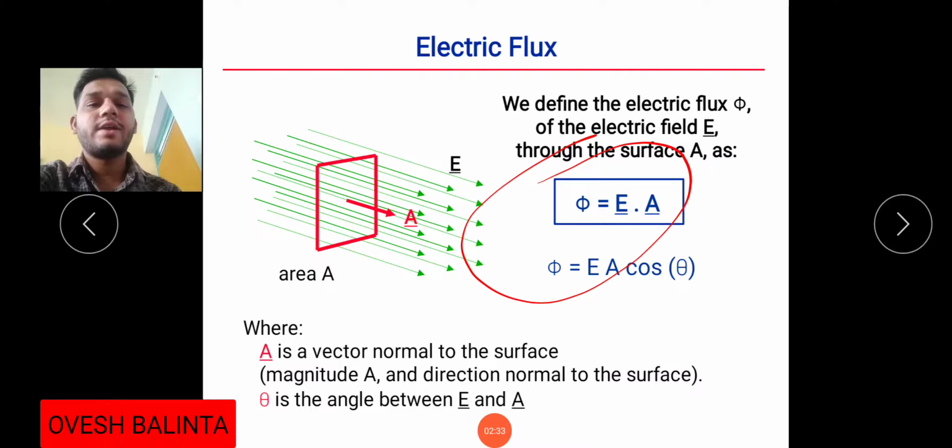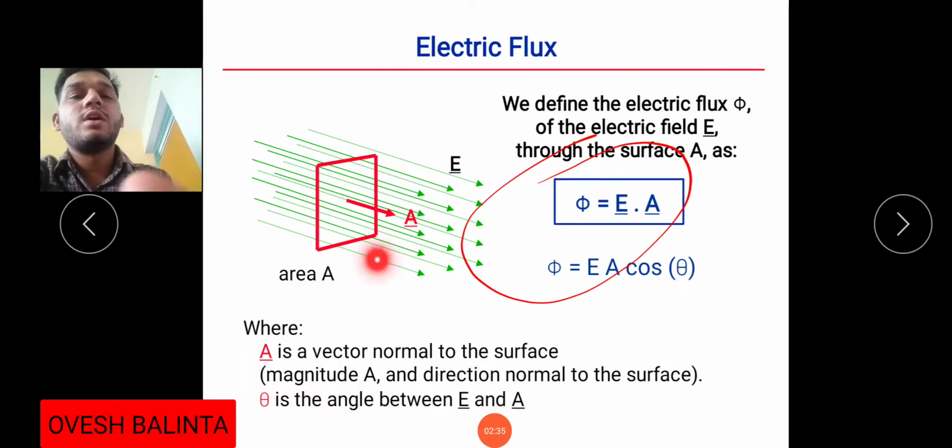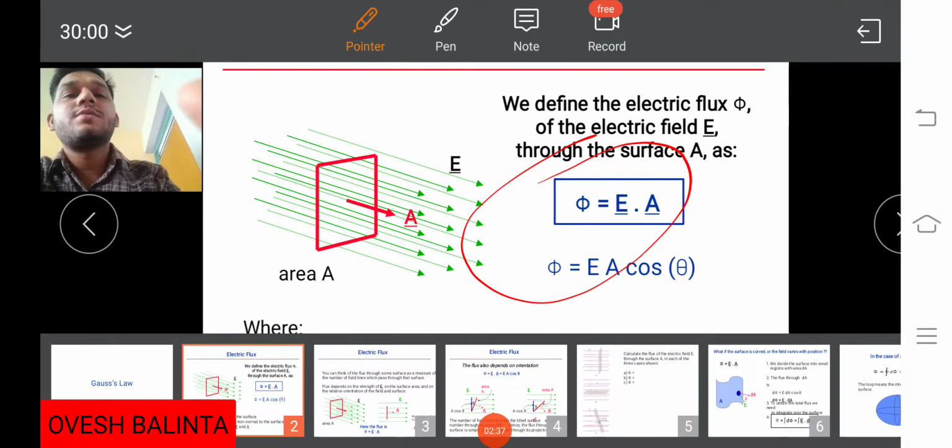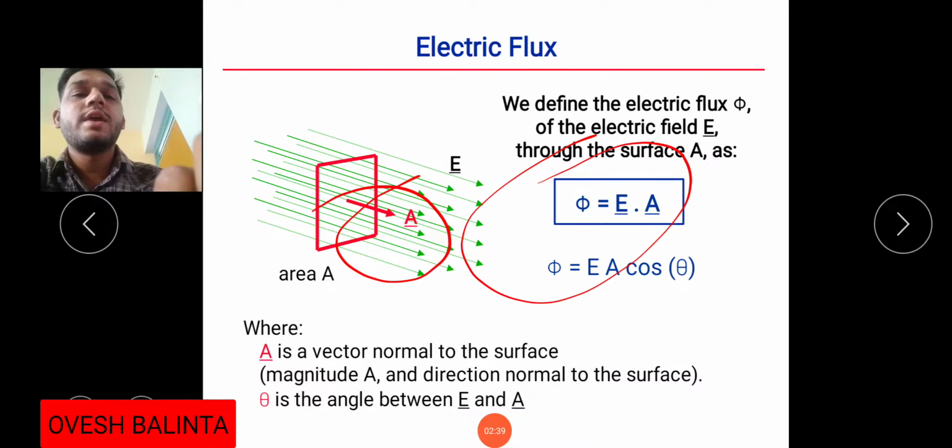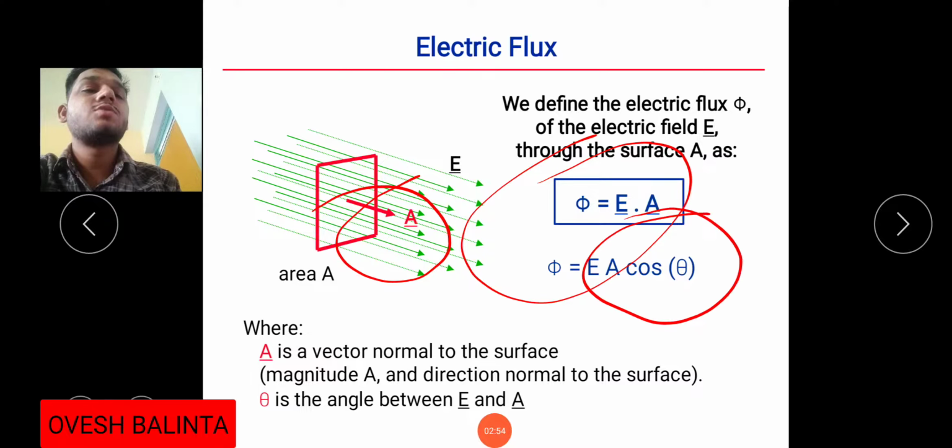Now area A is the vector normal to the surface. So our A is normal to the surface, and it is also parallel to our electric field. So the magnitude of A and the direction normal to the surface, but theta is the angle between them. Here this is written as cos theta.